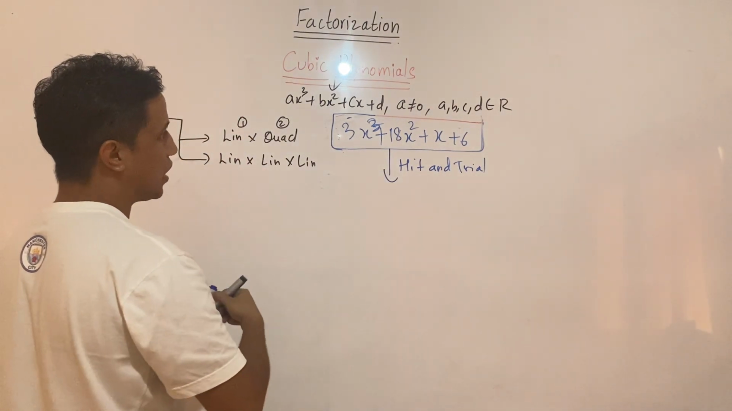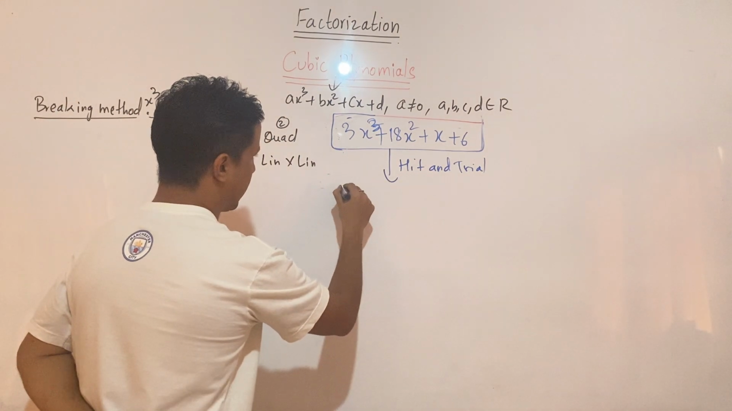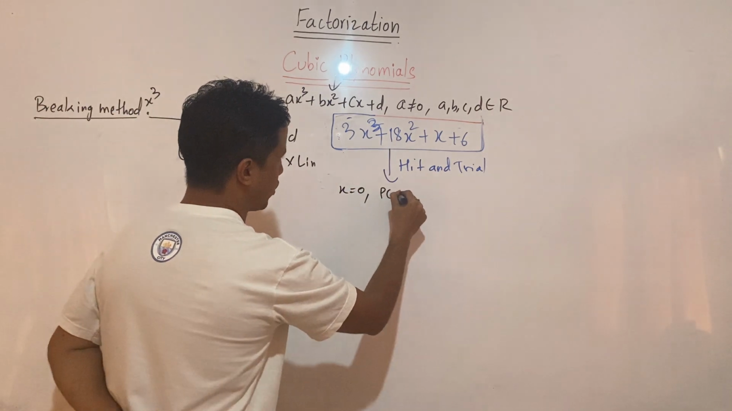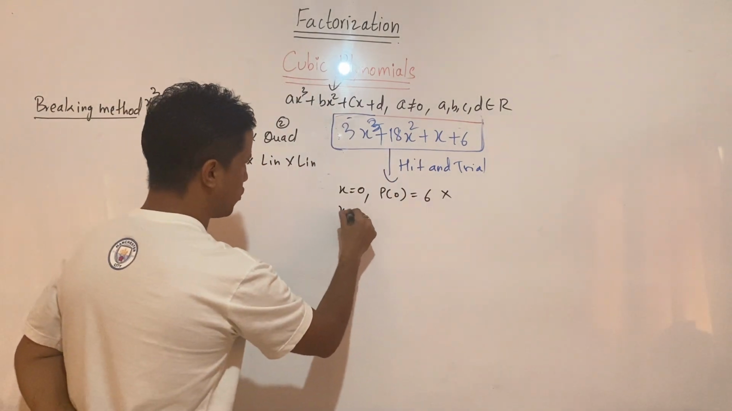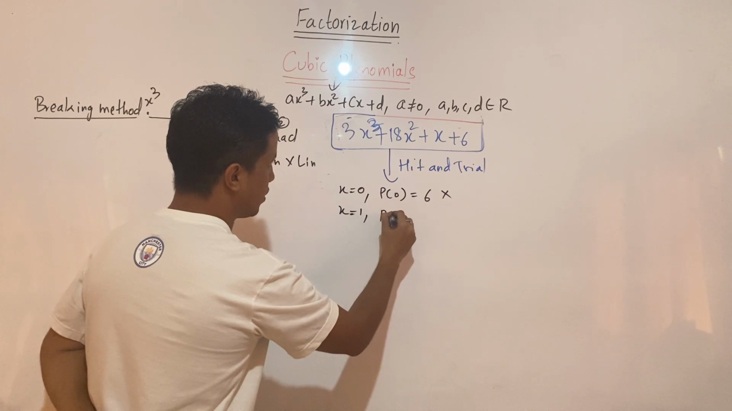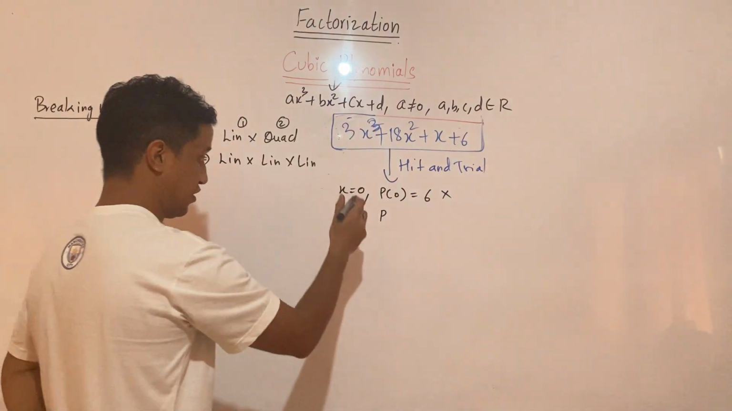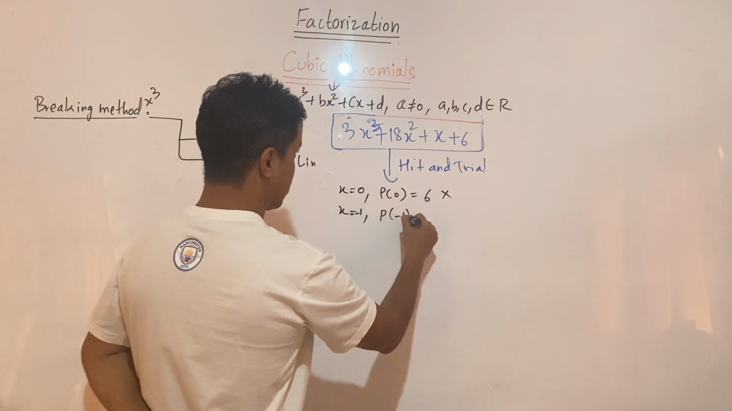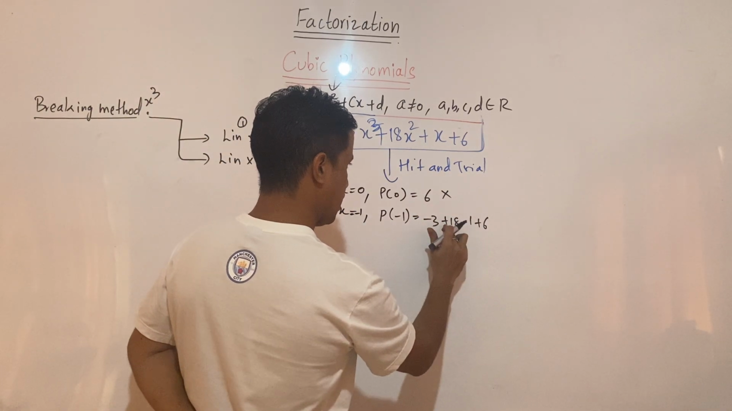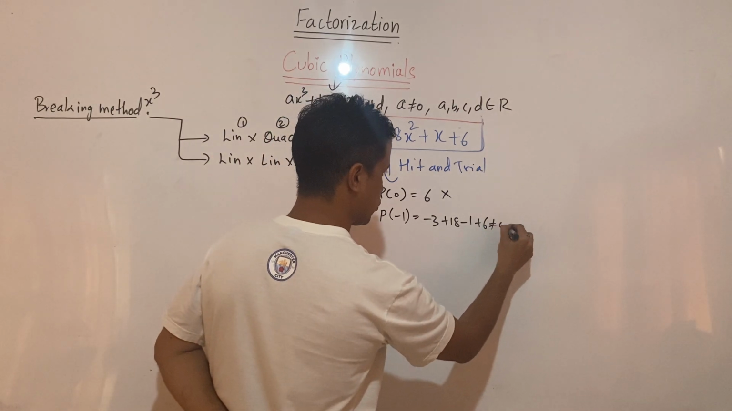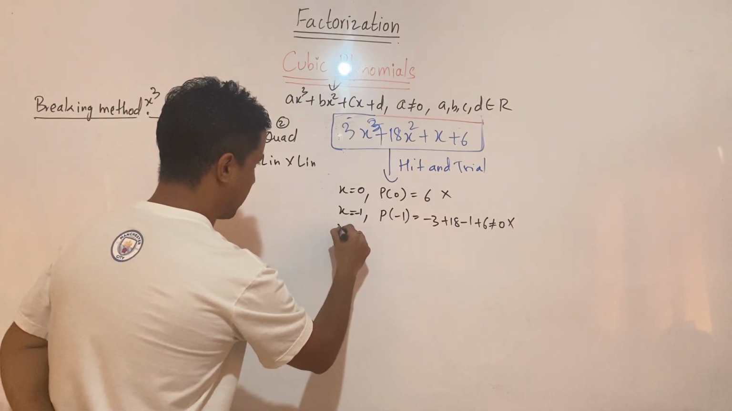See here, for example, let's say I put the value of x equal to 0. So p of 0 is going to be 6. It means this is not a factor. Okay, I put the value x = 1, p of 1. Now this is all plus, so I have to look for the negative integers. For x = -1, p of -1 is going to be -3 plus 18 minus 1 plus 6. No, it's not equal to 0. I will ignore it.